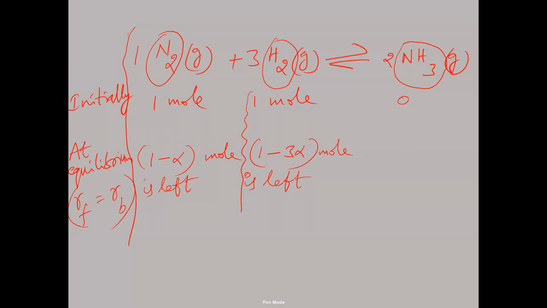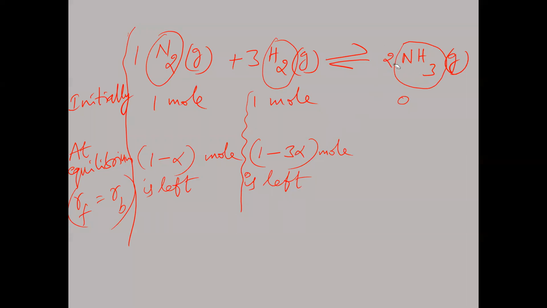Next, how many moles of ammonia are produced? From the balanced equation, we are getting 2 moles of ammonia from 1 mole of nitrogen and 3 moles of hydrogen. So if alpha is consumed, 2 alpha should be formed.